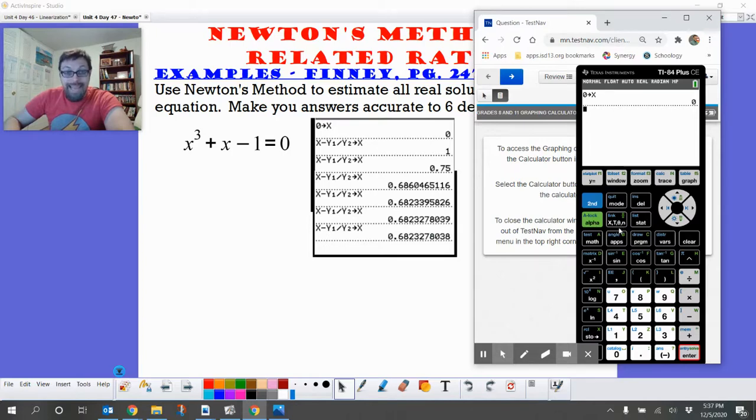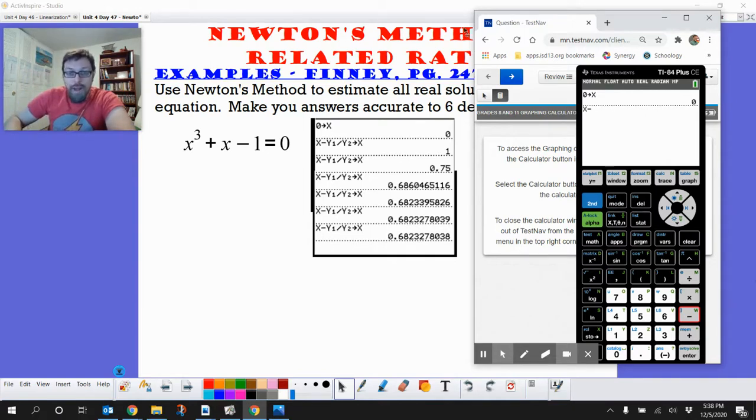So I want to grab my x sub 1, or my original x. Well, right now I'm going to start with 0. I'm going to guess that the intercept is at 0. So I just use x. Then I do minus, and I need to evaluate this. I need to find f of 0. Well, that's just what I have in my y1 spot. So if I just do y1, then it will evaluate the function at 0.